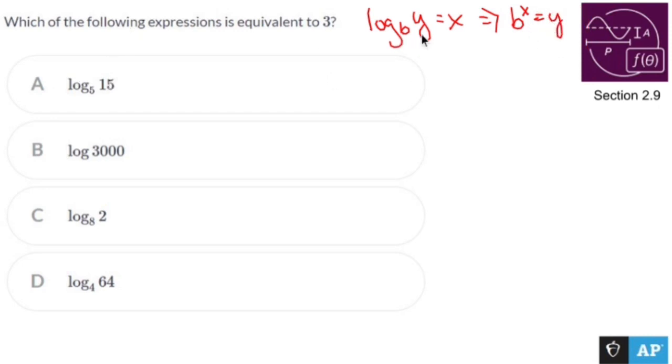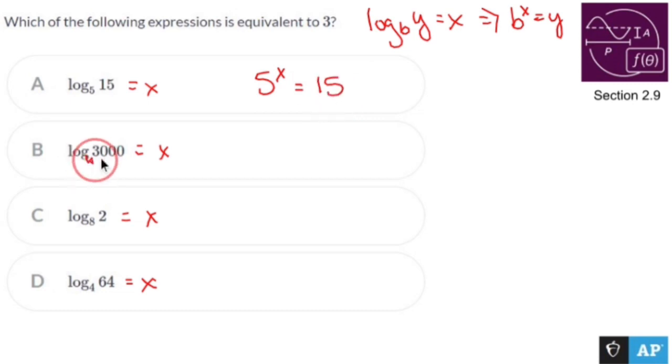Although this is an unnecessary step, this is log, this is log, this is log, this is log, I like to set all of these equal to x and then rewrite them. Might be doing too much here, but this is just what I like to do because it helps my brain navigate these. So you are a base, you are my y, and you're my x. So 5 to the x equals 15. That's how I can write you out.